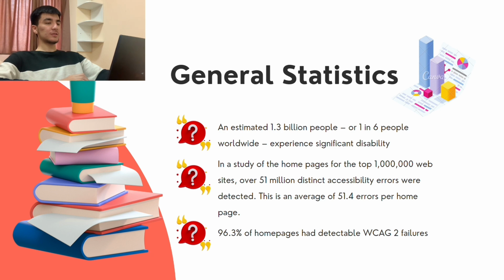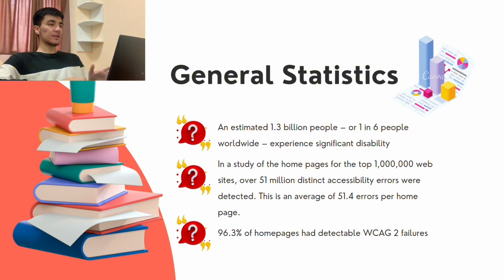For these individuals, navigating the internet can often be difficult. Next fact is in a study of home pages for the top billion websites, over 51 million distinct accessibility errors were detected. This is an average of 51.4 errors per home page. The detection of such large number of errors underscores the urgent need for improved digital accessibility practices.